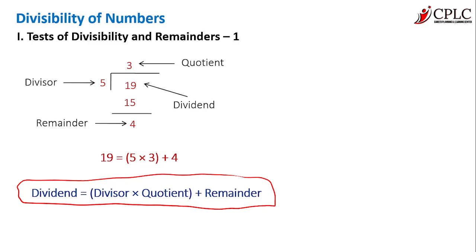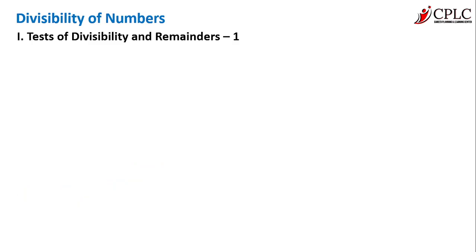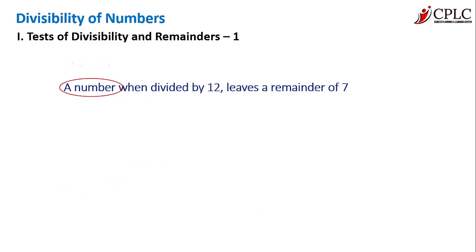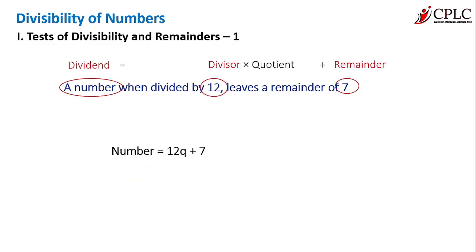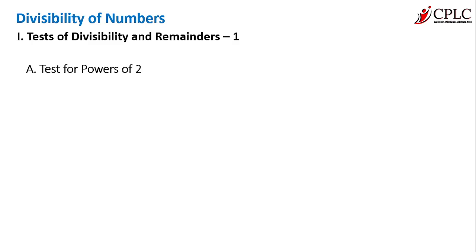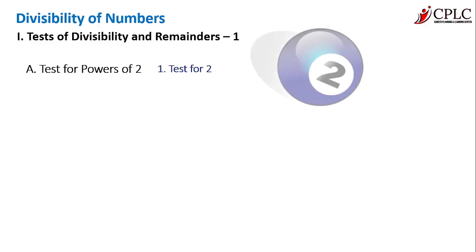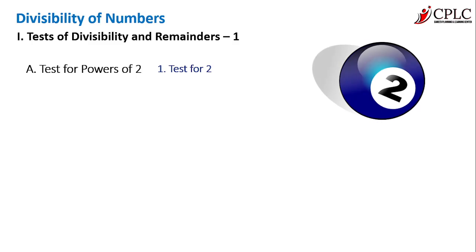Now, as discussed, let's start with the divisibility tests. The first group that we are about to study is the powers of 2. The first power of 2 is 2 raised to 1, which is 2 only. So how do we decide whether a number is divisible by 2 or not? Very simple. You probably know this also. The number has to be an even number.